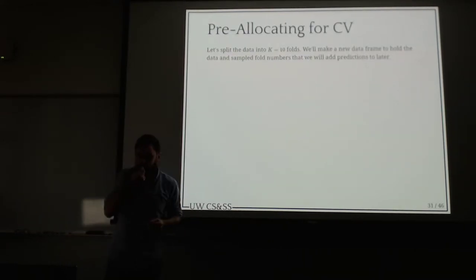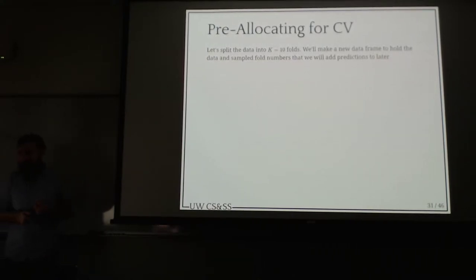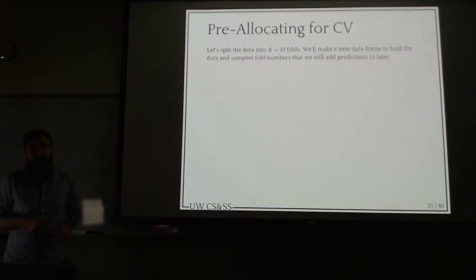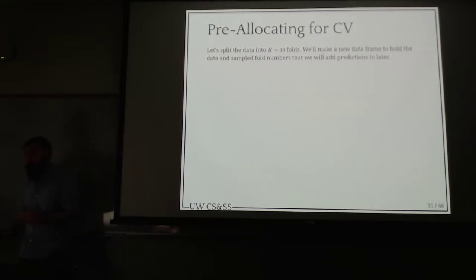Okay. So if we want to do this, we follow sort of the same process we did with the linear regression. We again begin by pre-allocating something to store all of these models, or all these things we're going to run. So let's say we have our data, and I want to do, like I said before, cross-validation with 10 folds. I'm going to make a new data frame that will hold all the data, and also the sampled fold numbers, because we're going to randomly assign the data to different folds.